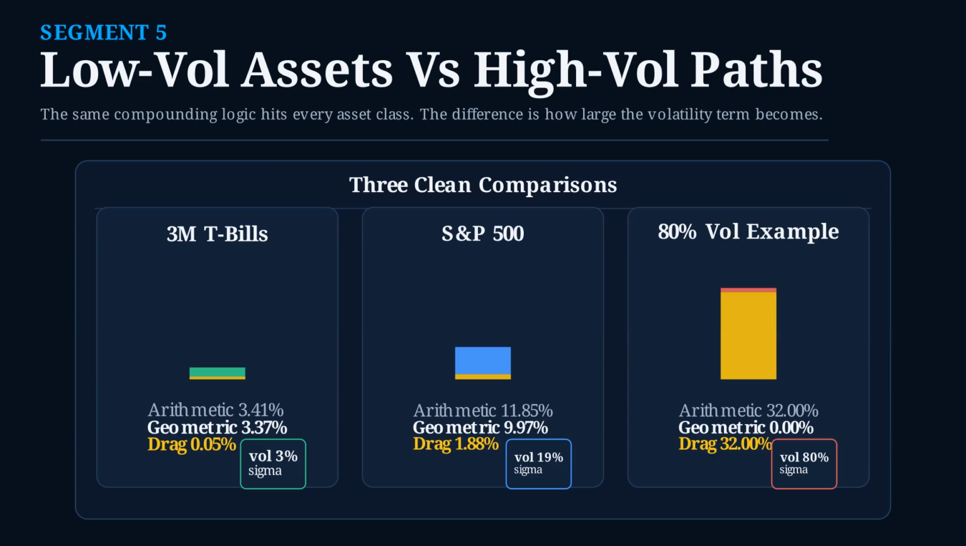The arithmetic story can look exciting, but the geometric outcome collapses because the volatility term eats such a large fraction of the average return. This is why investors should never quote arithmetic averages in isolation. The number you care about is the return that survives compounding after the path has done its damage. Low volatility assets, broad equity indices, and high volatility assets live in very different drag regimes.